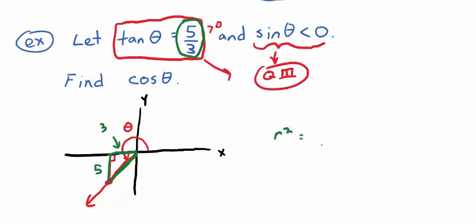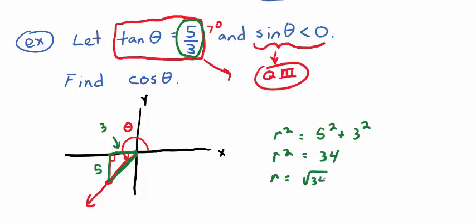R squared is equal to 5 squared plus 3 squared. Be careful not to call it 4, right? If it's going to be a 3, 4, 5 triangle, the two shorter sides have to be 3 and 4. If one of the shorter sides is 5, then you don't have a 3, 4, 5 triangle. All right, so what do you get for R squared? Yeah, 25 plus 9 is 34, so R is root 34.